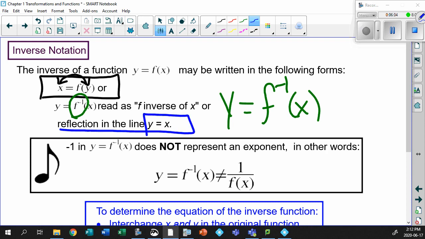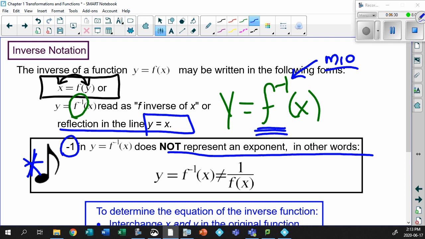You'll see this all coming up in a whole bunch of examples. Now, a lot of people think about this in terms of the Math 10 idea. In Math 10, we'd say, oh, if you have a negative, that just means to flip it and take the reciprocal. That does not happen in functions. So that's why I put this big note here in your notes. It says that -1 does not represent an exponent. So in other words, you cannot just flip the function. You actually have to interchange the x and y.